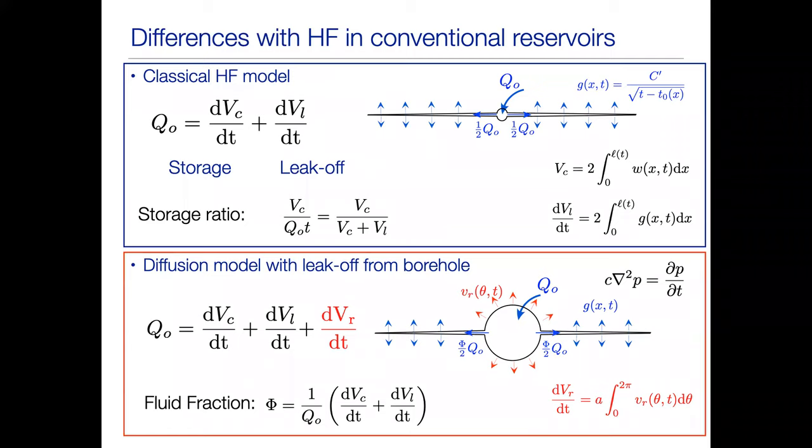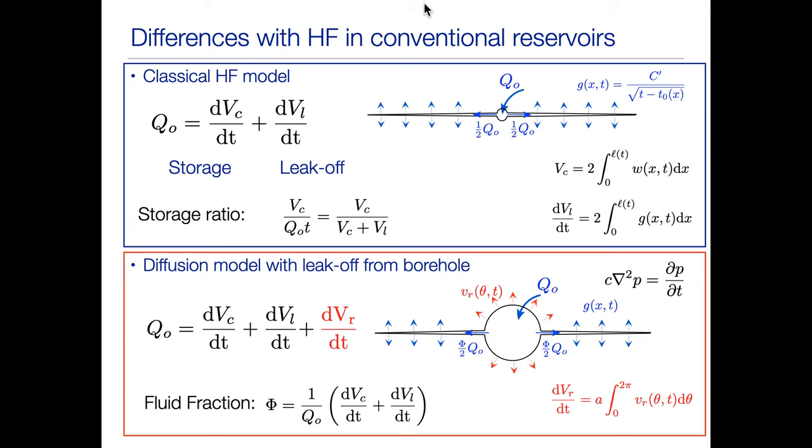Okay, so let me contrast, in the simple setting of a KGD type model, the difference between conventional hydraulic fracture and what I'm going to propose. What you see on the top here is the KGD, where all the fluid being injected is going to the two wings of the fracture. The leak-off is given by the Carter leak-off, so it has a dependence on the inverse square root of the exposure time. And we have the partitioning of the injection flux into storage, this term here, which is the dV/dt, and leak-off. One parameter that characterizes this is the treatment efficiency, which is the storage volume, the crack volume, divided by the total volume of fluid being injected.